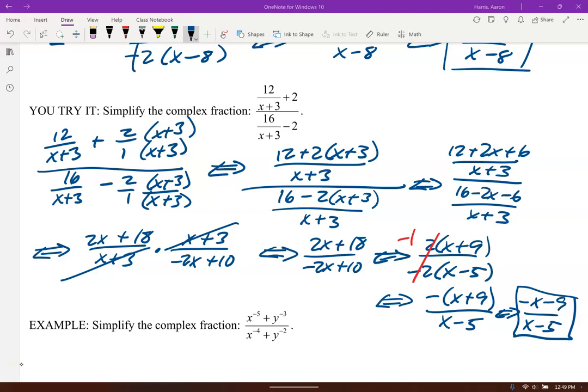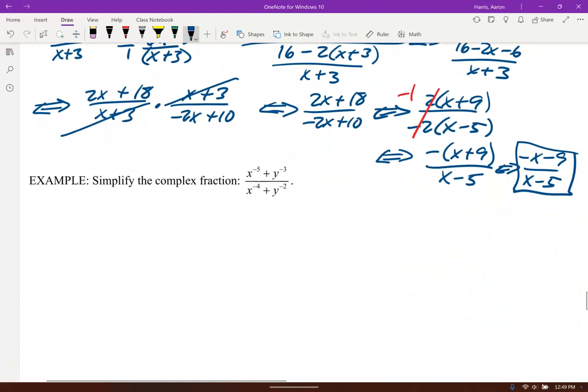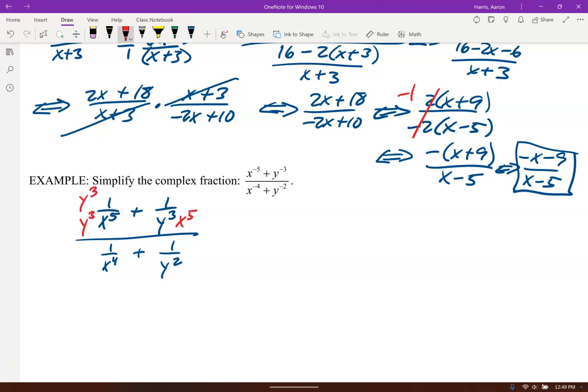Let's finish out these last two together. X to the negative 5, that means 1 over x to the 5th. Y to the negative 3rd, that's 1 over y to the 3rd. It's divided by x to the negative 4, that's 1 over x to the 4th. Y to the negative 2 is 1 over y squared. So let's get some common denominators. I'm going to give this a y to the 3rd, give this an x to the 5th. Down here, it looks like I could give this x to the 4th and a y squared.